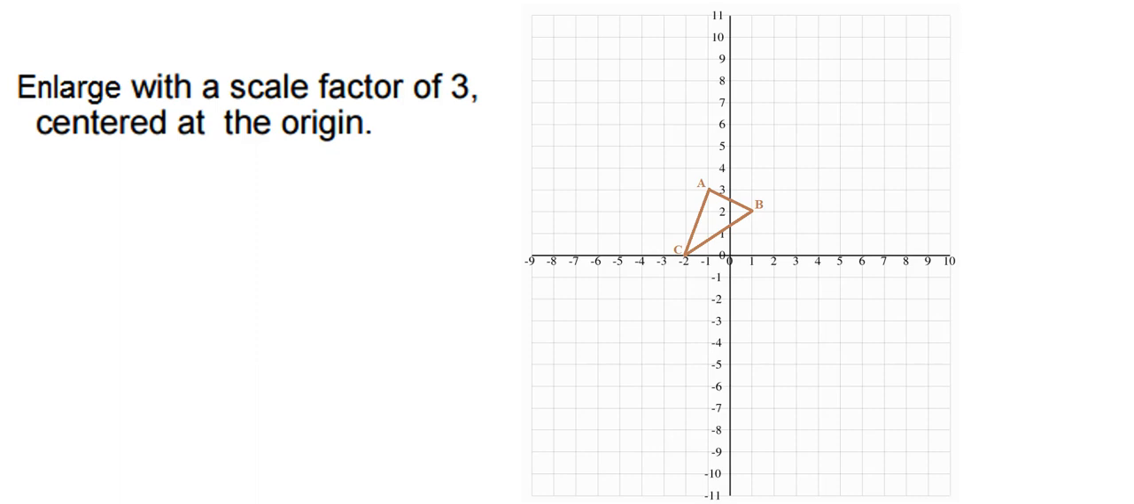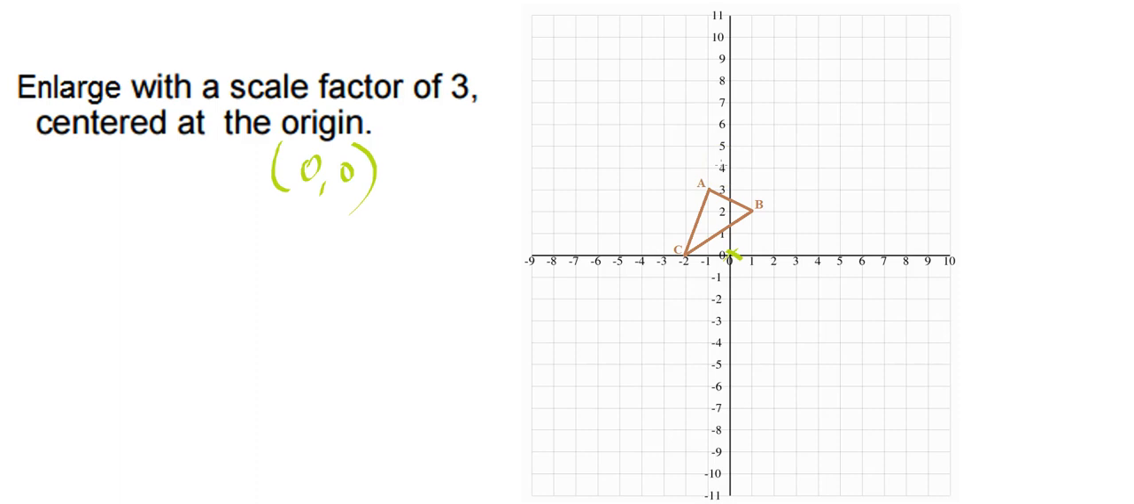The origin is 0, 0. So here is our center of enlargement, 0, 0. That's what the origin is. So from there, it should be pretty simple. It's just a matter of counting, right? So let's enlarge each point, point by point, and we'll come up with the image of triangle ABC.